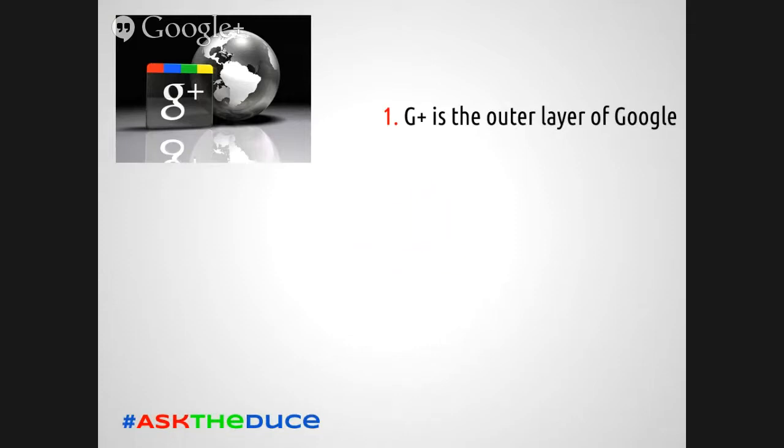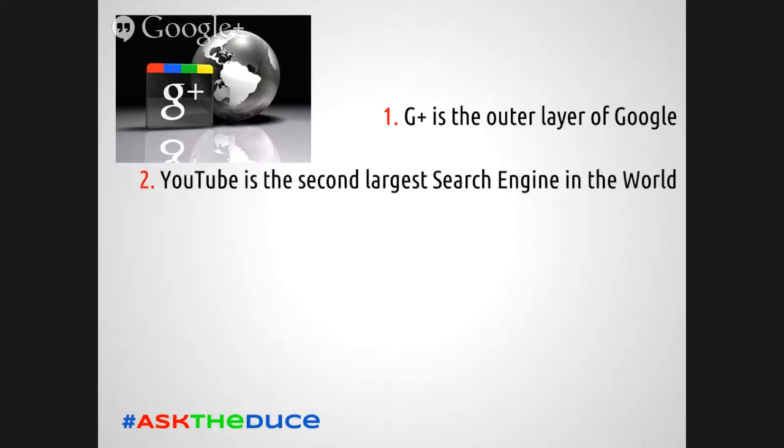So the outer layer now of Google is Google Plus. It literally has become the wrapping around everything Google's doing. They said that was the plan when they came out with it, and we're starting to see it now happen nearly 2 years later. Okay? So you need to be aware of that. YouTube is, as I said earlier, the second largest search engine in the world.